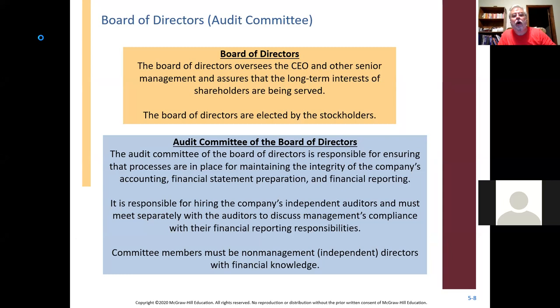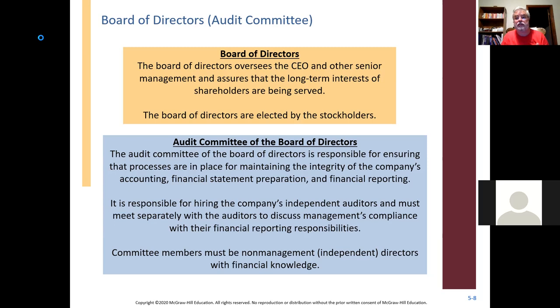Now, the audit committee of the board of directors, as you can see, has really two prime responsibilities. One of them is that this committee will appoint the outside accounting firm to do the audit of the company's books. This audit committee wants to make sure that they are picking a reputable firm, so that when this firm sees something that doesn't look right, it's going to be brought to the attention of those responsible for the financial statements immediately.